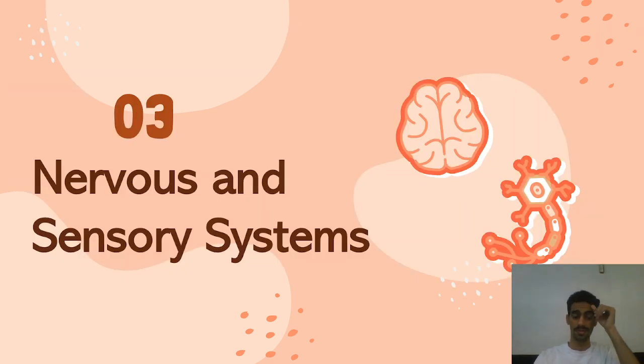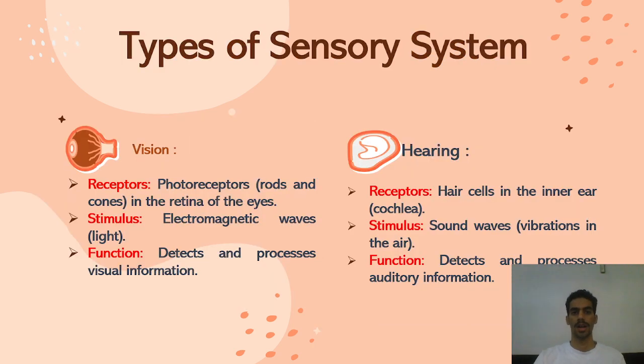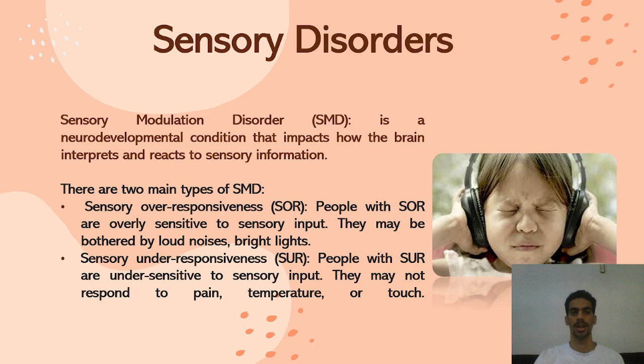So the nervous system. As you see here is the description of the sensory system, and the sensory system is a part of the nervous system. Here are types of sensory system like vision, hearing, taste, smell, touch, and here the sensory disorders. One of these disorders is called sensory modulation disorder. It's a neurodevelopmental condition.